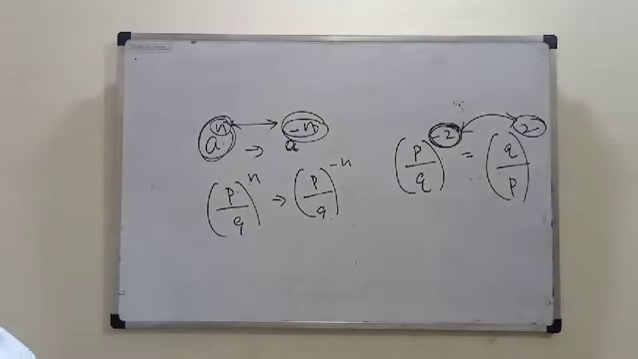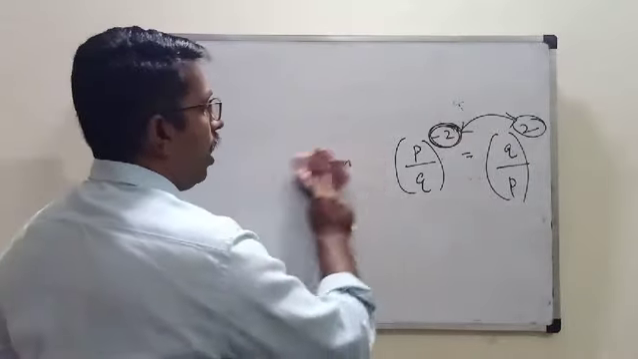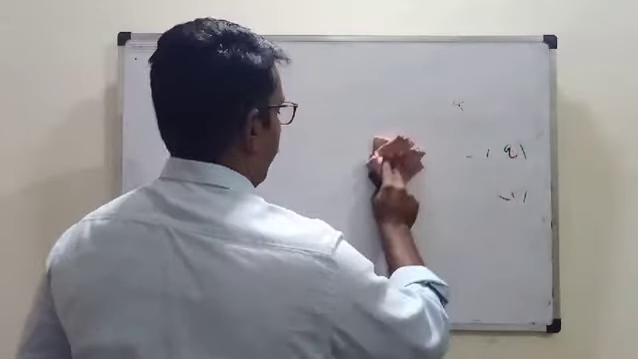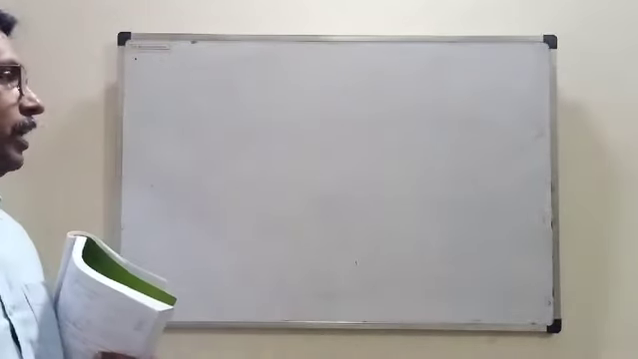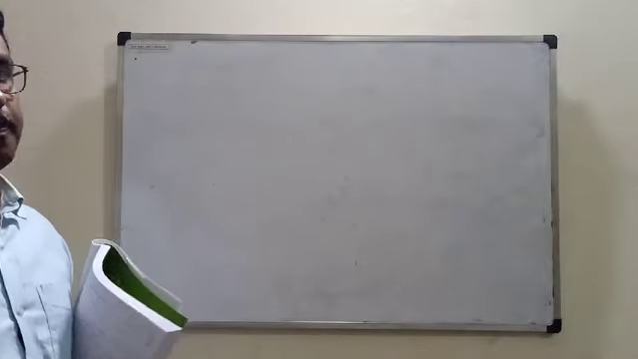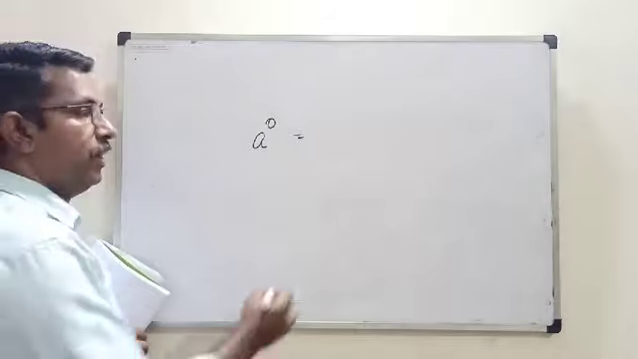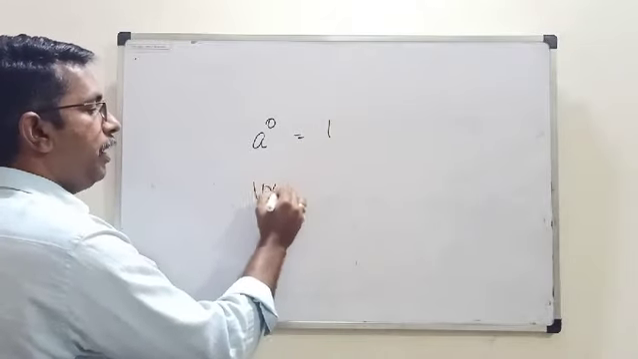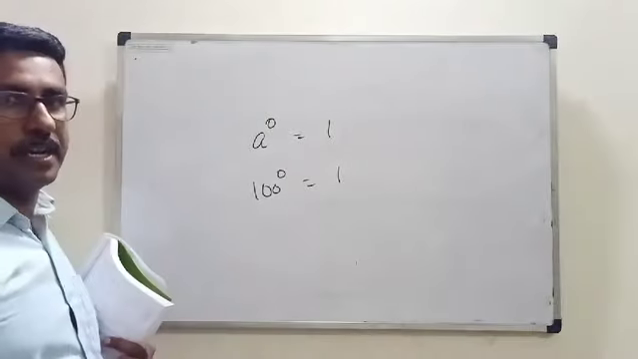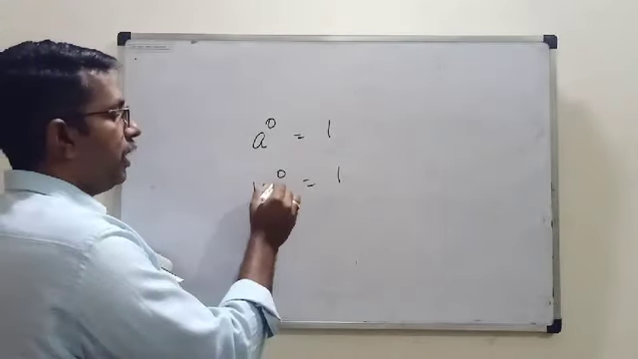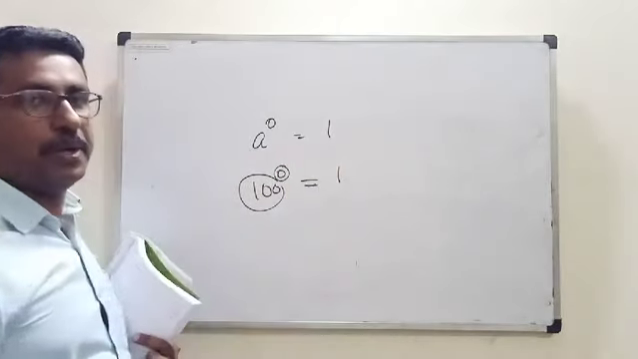Now, what would be the value of an exponential number if the exponent is 0? That also you studied, no? A to the power 0. What is the answer? 1. 100 to the power 0. 1. This also you studied in lower classes, isn't it, sir? Any number to the power 0 is always equal to 1.